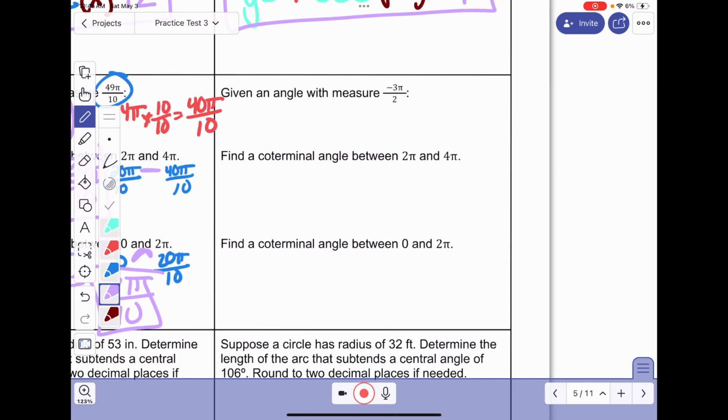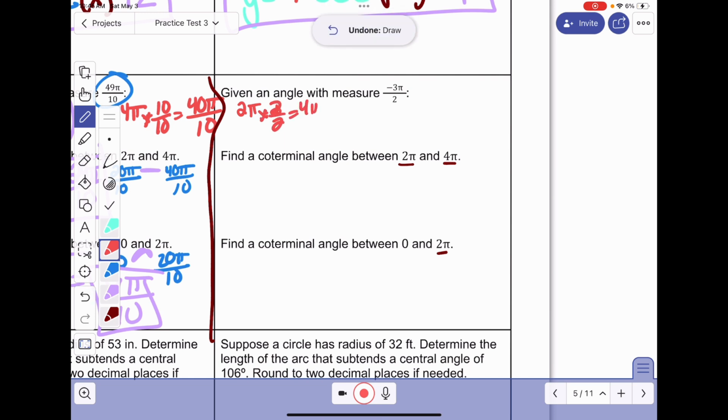Let's do this one too, just because it's negative, so it's slightly different. Not really, but slightly different. So same thing, 2 pi and 4 pi, but this time we want it over 2. So 2 pi times 2 over 2 is 4 pi over 2. So that's the limit for this one. And then 4 pi times 2 over 2 is 8 pi over 2.